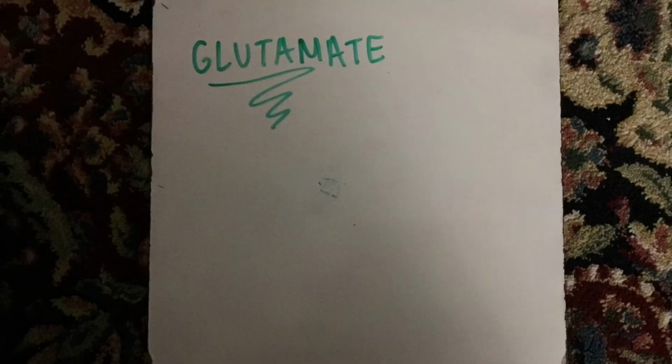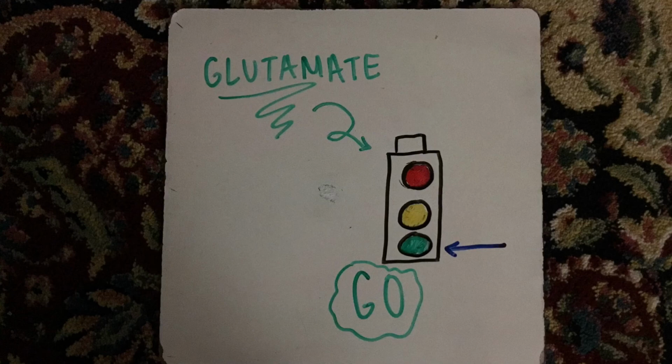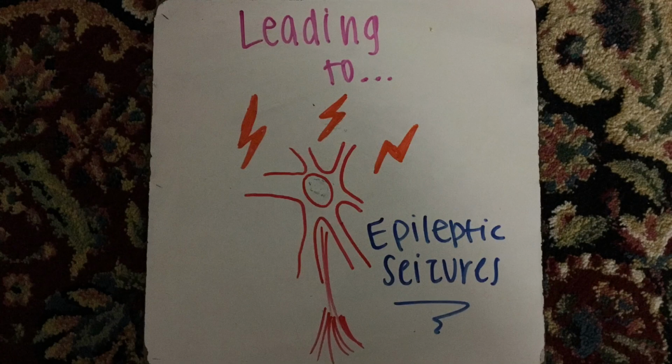The excessive amount of glutamate in epilepsy acts as a ghost signal for firing action potentials, causing excessive electrical bursts resulting in seizures.